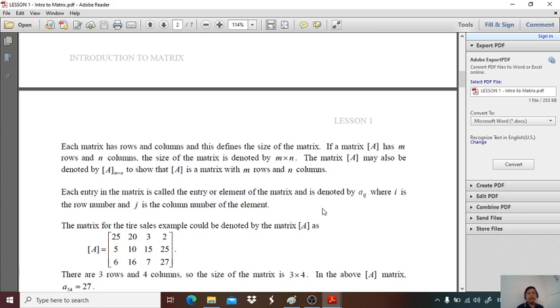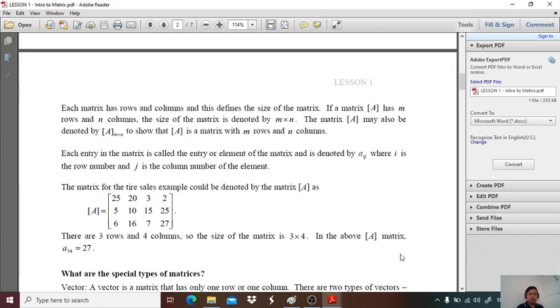So we can identify each element or entry just by using the i row and the j column. Let's say, for example, A21. That means, what is the element in row 2 and column 1? That is A21.